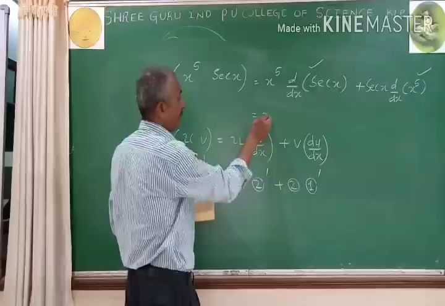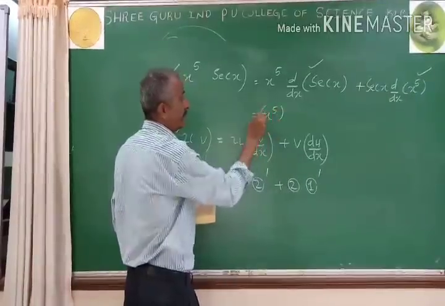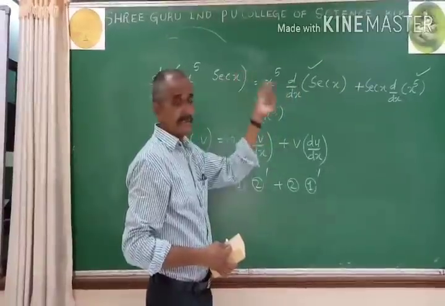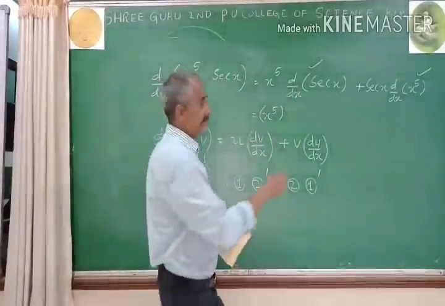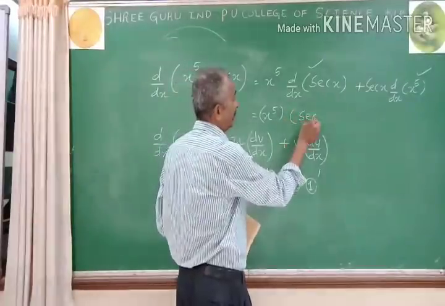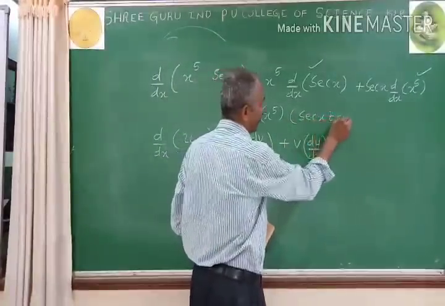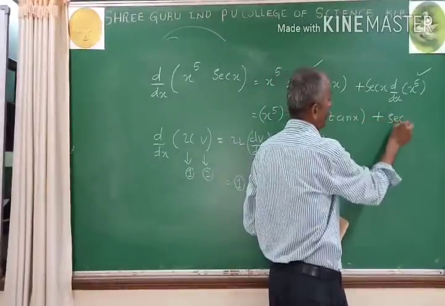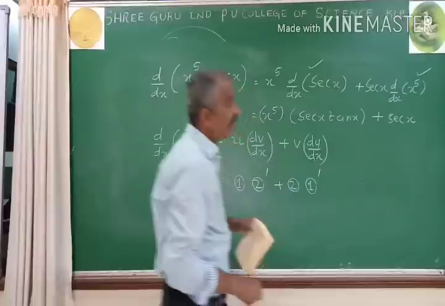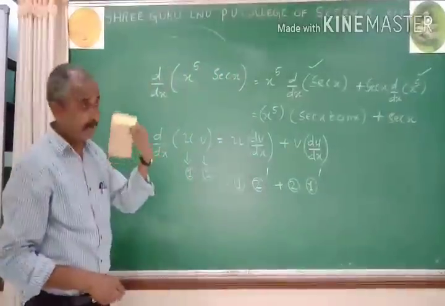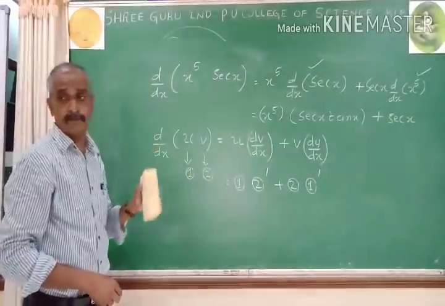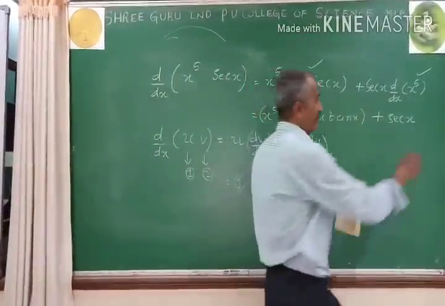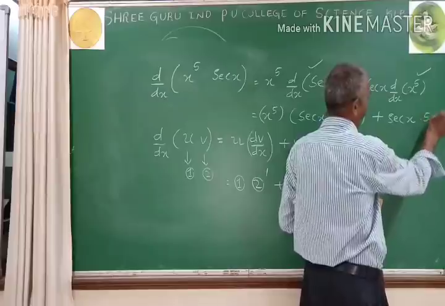that is x to the power 5. Recall PUC first year standard list of formulas. Derivative of sec x is given by sec x into tan x. Now it is sec x multiplied by tan x plus sec x into differentiation of x power 5. Using the formula, the differentiation of x power n is nx power n minus 1, n is 5, so 5x power 4, 5 into x to the power 4.